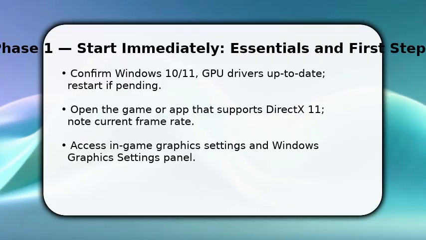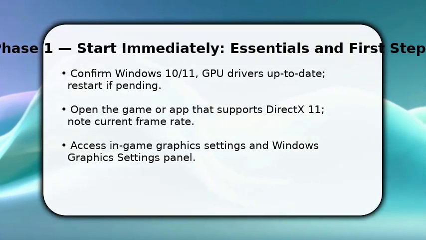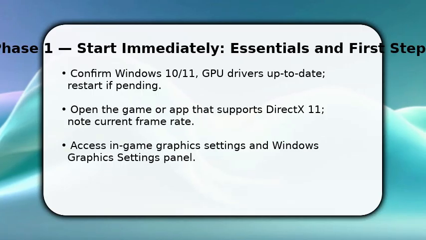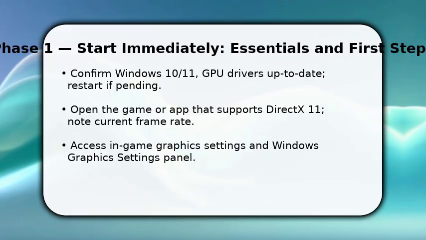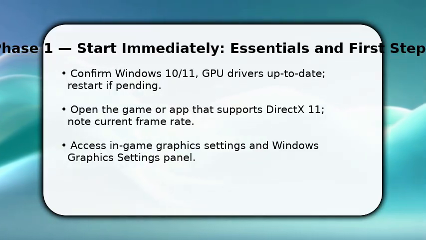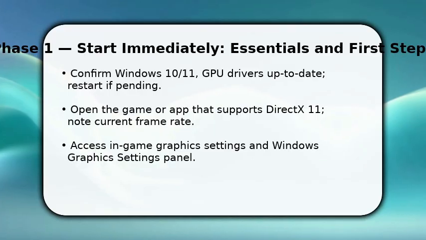You begin with Essentials. Confirm Windows 10 or 11 and the latest GPU drivers are installed, then restart if updates are pending. Once done, open the game or app that uses DirectX 11 and note your baseline frame rate so you can compare. Next, go to Windows Settings, System, Display, Graphics Settings to start forcing Performance mode for that specific executable.